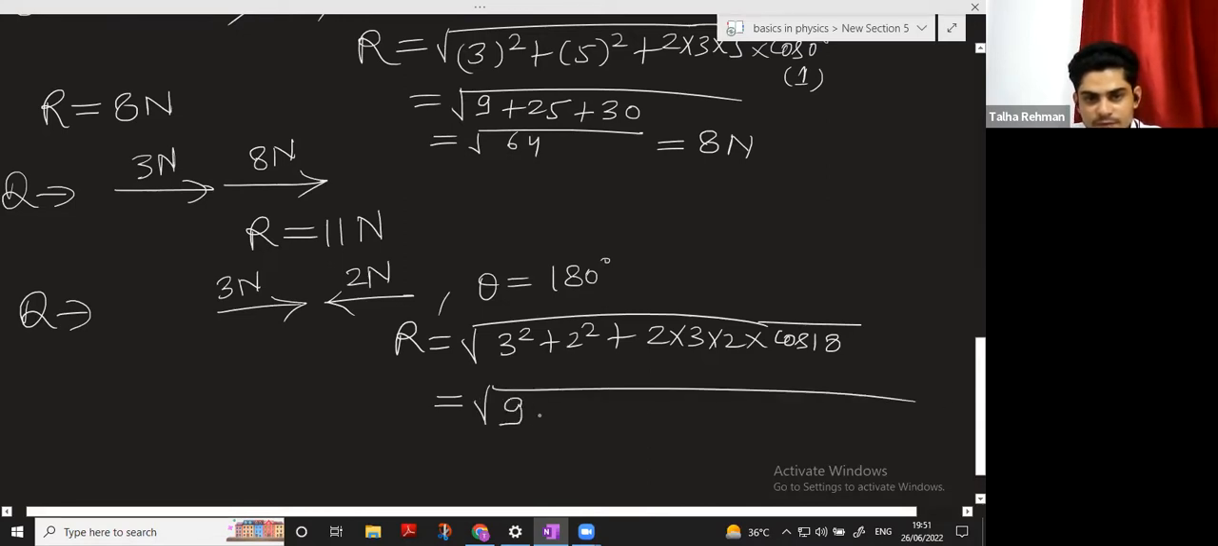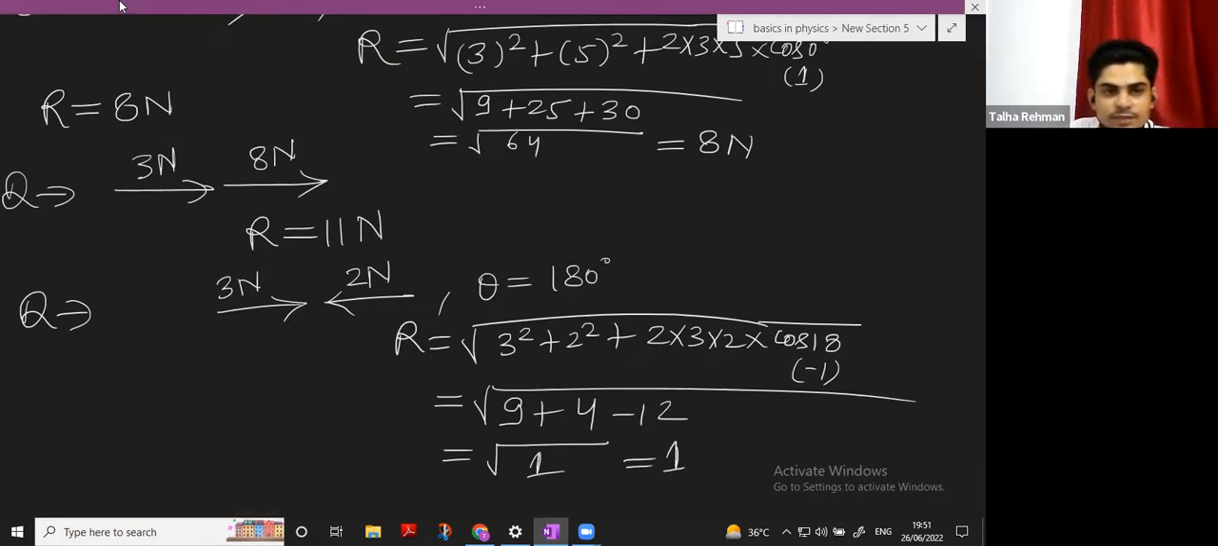3 3 is a 9, 2 2 is a 4, and cos 80 is minus 1. So what will be the answer? Minus 12. This is minus 12, na? So what is this? This is 1, and under root of 1 is 1.